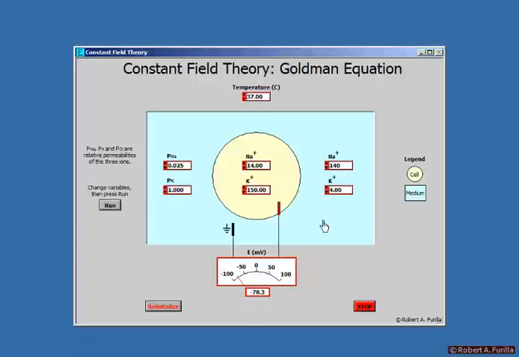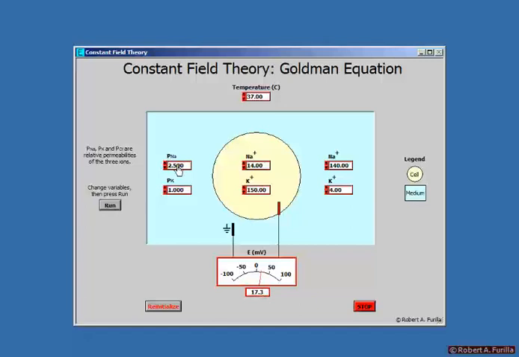Now I'm going to try to simulate an action potential. In an action potential, what happens is that several sodium channels open. So I'm going to increase this sodium permeability by a factor of 100. So I'm going up to 2.5, and we run. The membrane has depolarized to a positive 17 millivolts.